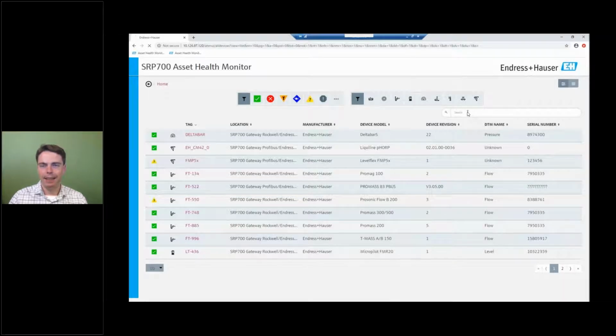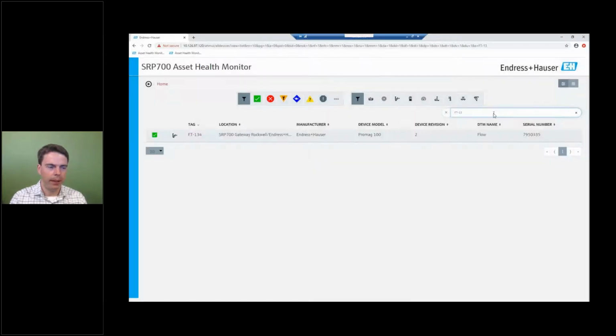But even more than that, if you think, oh, I quickly want to directly jump to a tag name that I have in mind, you can just enter the tag name in the search field, and this is really working like Google. So you enter FT, and it was FT13. Oh, I don't remember exactly what was the last number. So you just type in FT13, press enter, and now you will get the tag FT134.